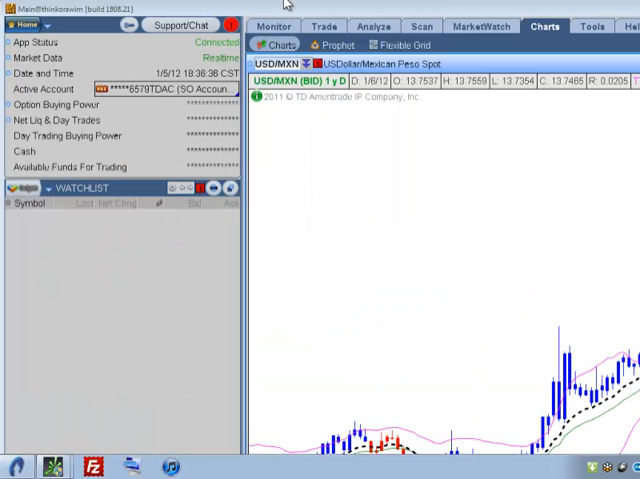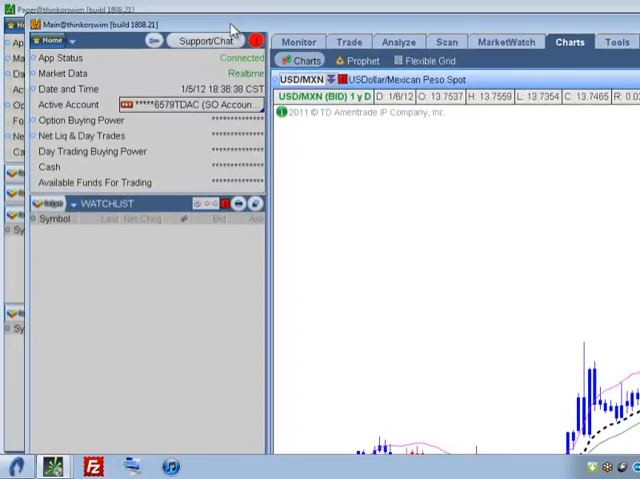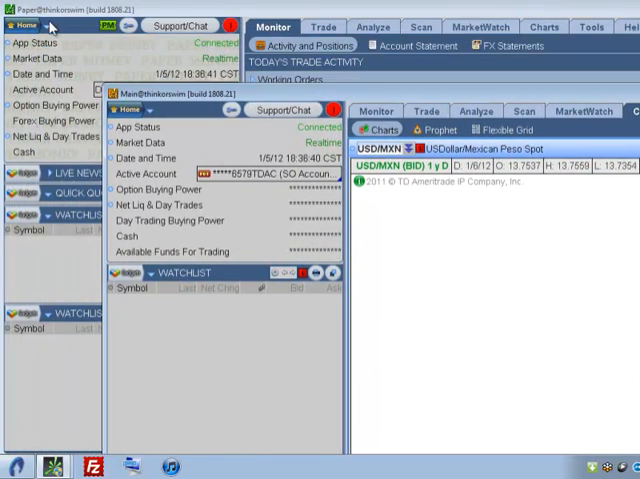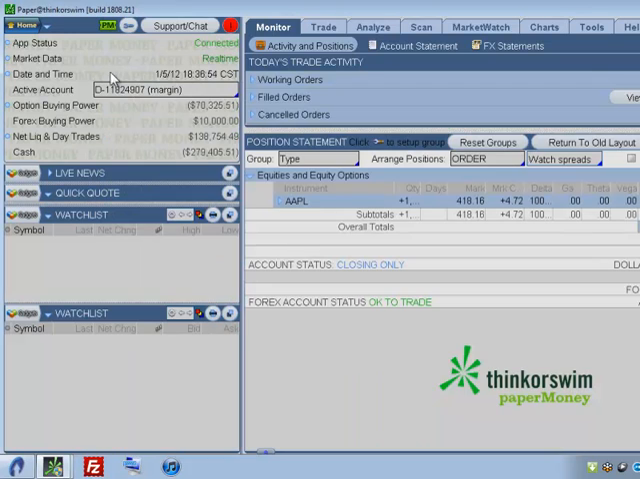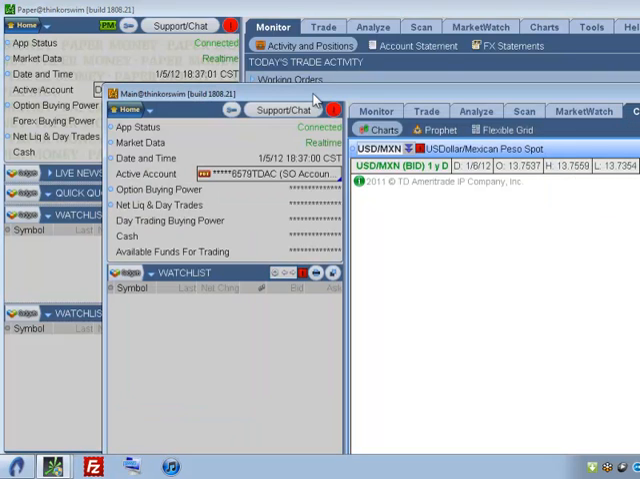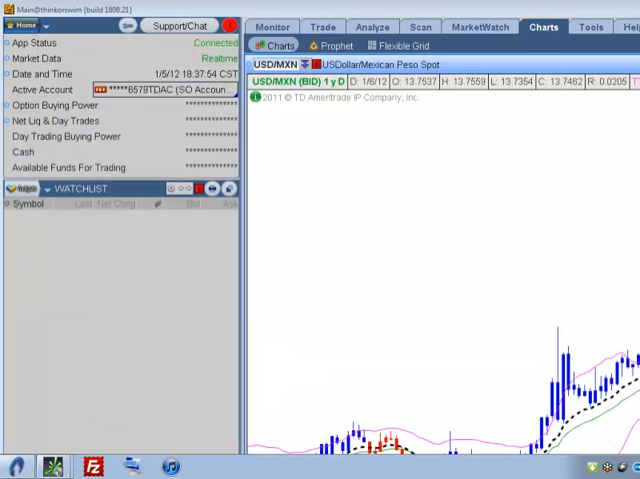Once the login process completes, you'll see that you now have two windows, one labeled as paper and one labeled as main. Each of these are the main desktops for that corresponding account. As you can see here, this is a real account, and if you come over to this one, you've got the paper money listed there behind it. You can then trade both of these accounts and manage practice trades and keep up with your real trades on the same desktop. So I hope you guys find that helpful.